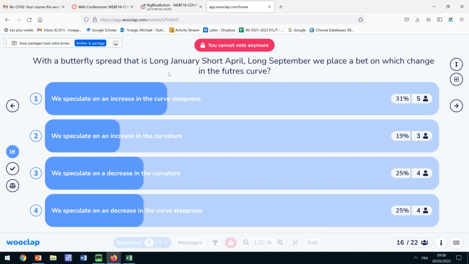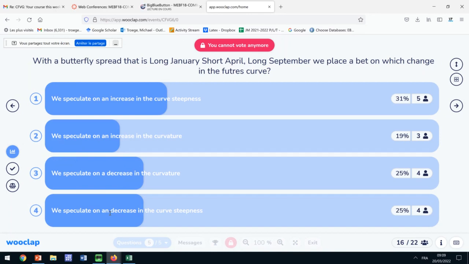It's a butterfly spread. As I just explained, butterfly spreads are about the curvature, not about the steepness. So you can forget about the steepness answers; answer 1 and 4 you can eliminate. If you want to place a bet on steepness, you invest in a calendar spread: short one, long the other, or the opposite. So reply 1 and 4 you can forget about.